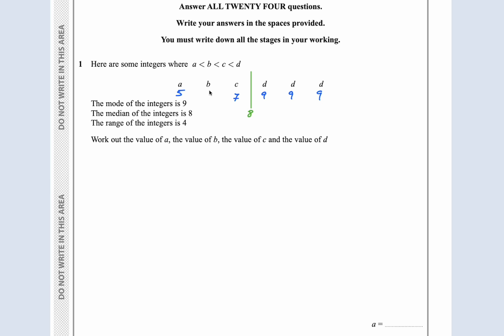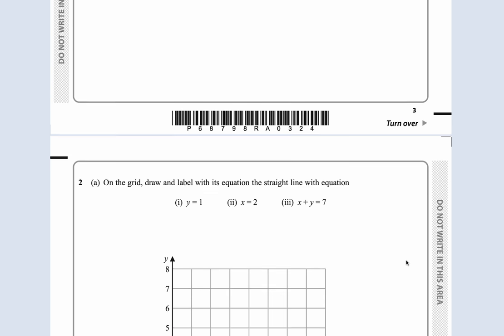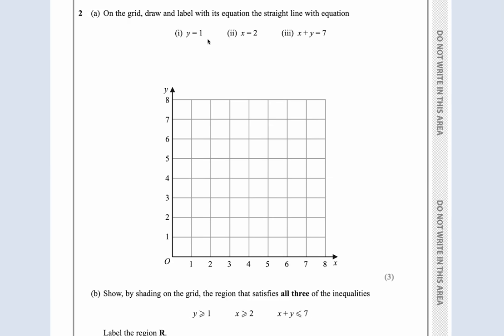Okay, well, B has to be 6, guys, because it's bigger than 5 and less than 7. And it's not 5 or 7, so it has to be 6. Okay, so it's 5, 6, 7, and 9. A is 5, B is 6, C is 7, and D is 9. Okay, that's question 1. Question 2.